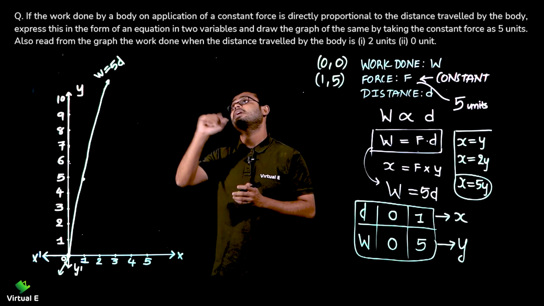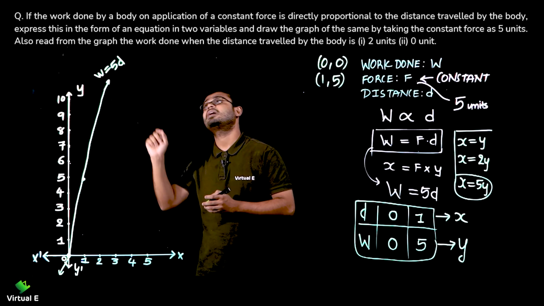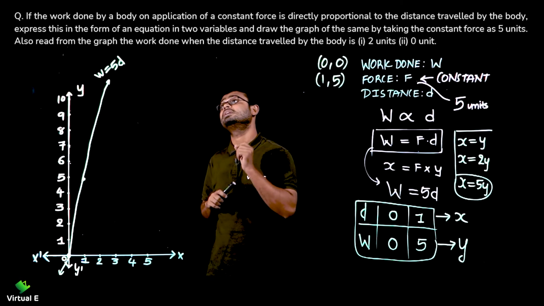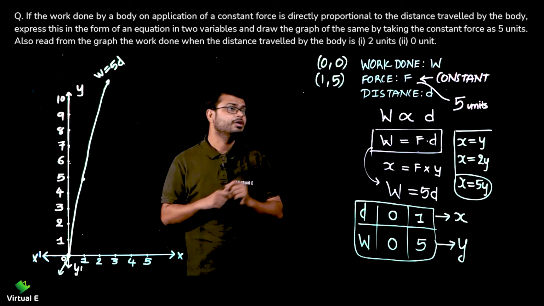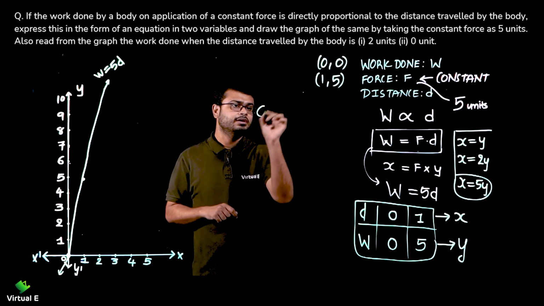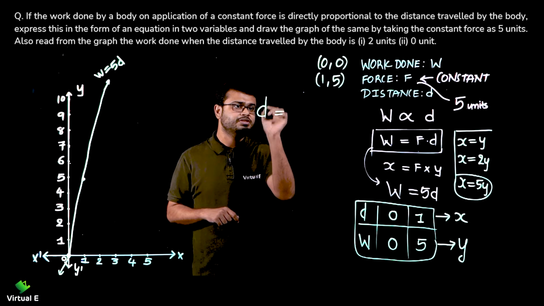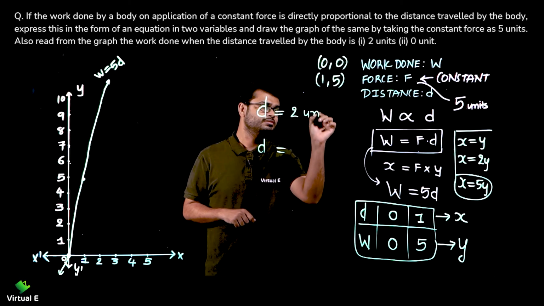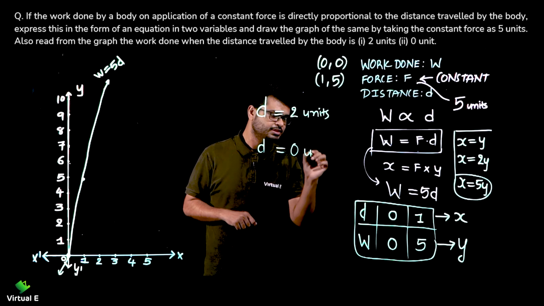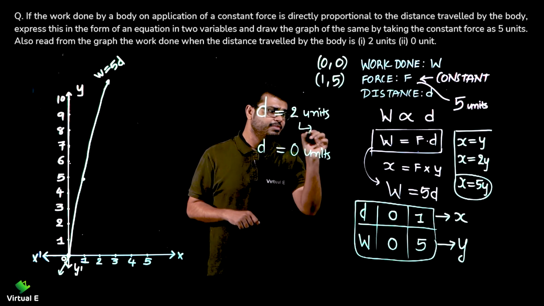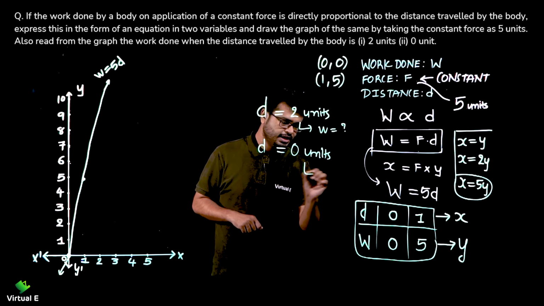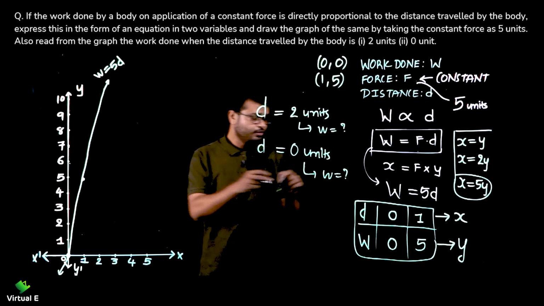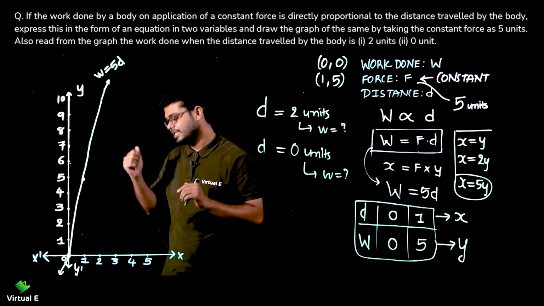Okay, so 5 units. Also read from the graph the work done when the distance traveled by the body is 2 units and 0 units. Okay, so we need to find, let's say there are two values of the distance. First is 2 units and next is 0 units. What will be the work in this case? And this we need to do with the help of the graph, right? You can do with the formula as well, but as it is mentioned, let's do with the graph.